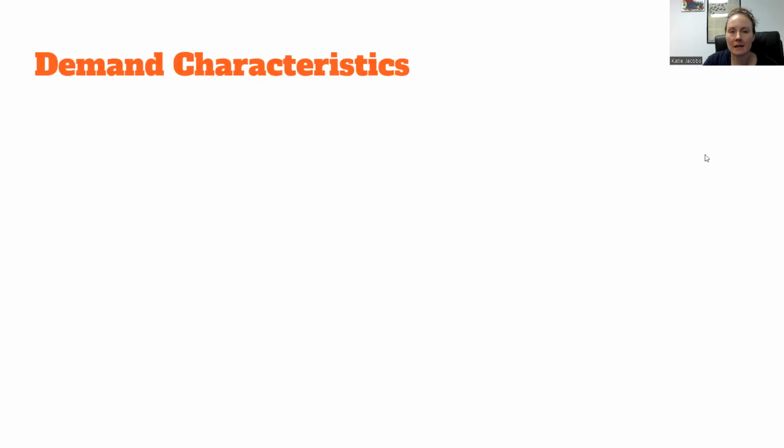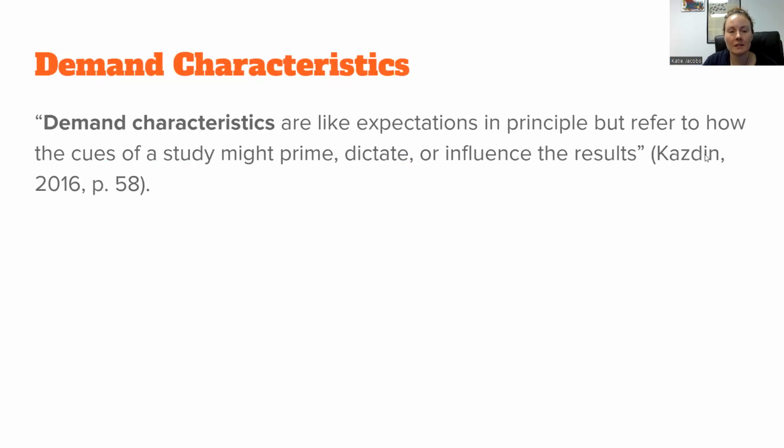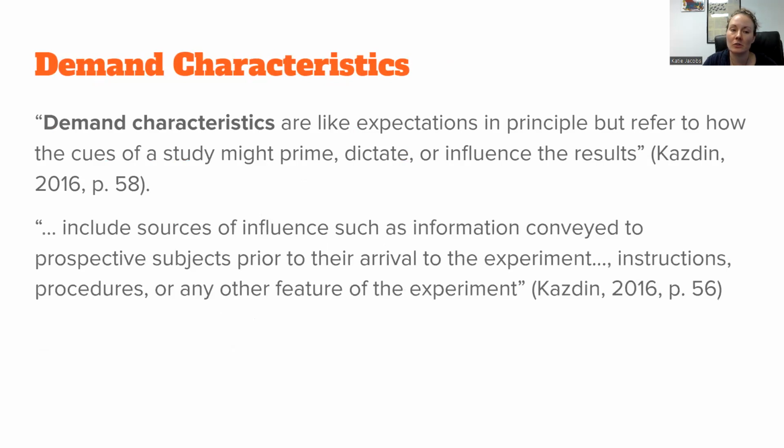So there's also demand characteristics. Demand characteristics are like expectations in principle, but refer to how the cues of a study might prime, dictate, or influence the results. So includes sources of influence such as information conveyed to prospective subjects prior to their arrival to the experiment or study. This could be in the instructions, procedures, or any feature of the experiment.